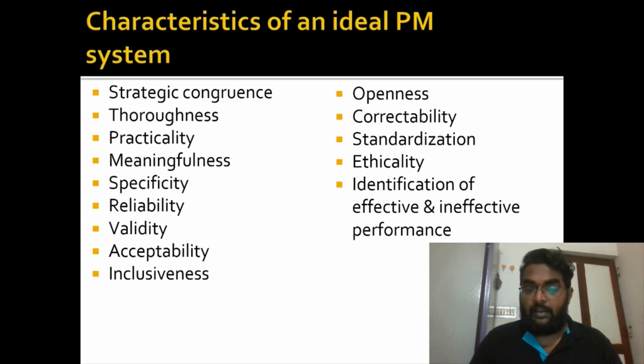Then standardization: as we said, we must be able to set some standards, and based on those standards, evaluation will be done. Ethicality: it must be ethical. And identification of effective and ineffective performance, which are the best and which are the poor performances. After implementation, we must be able to identify all these things. So these are the features required for an ideal performance management system.